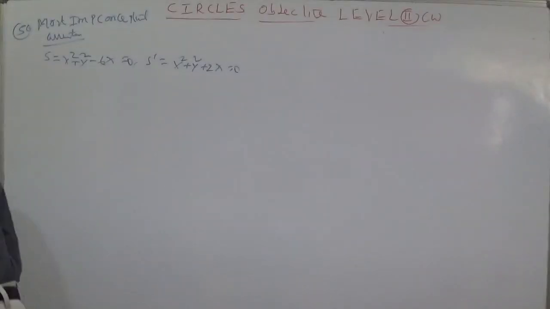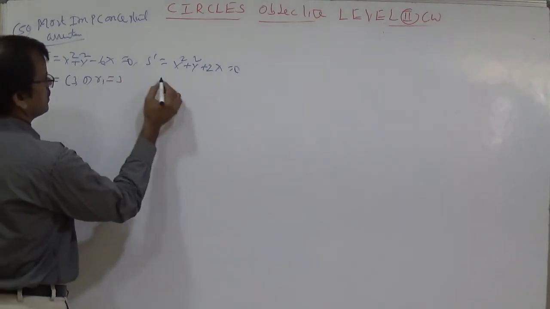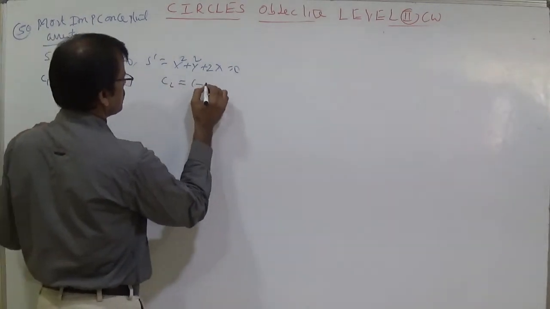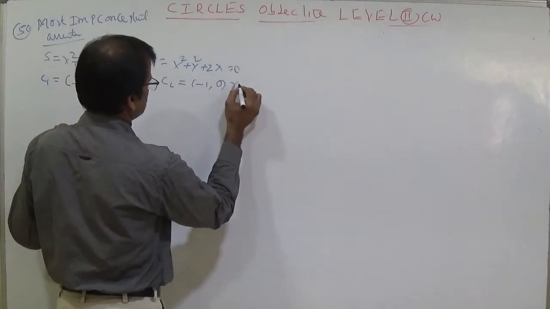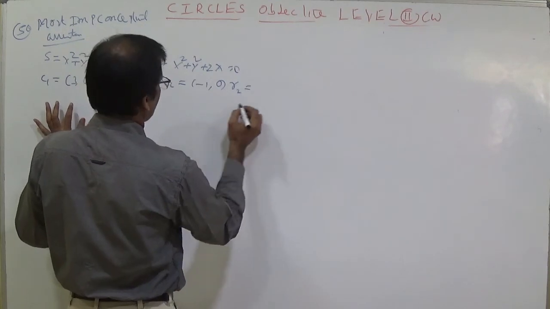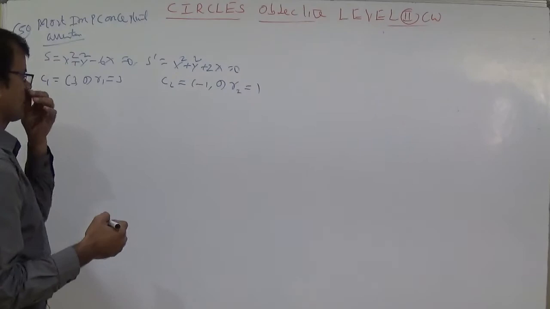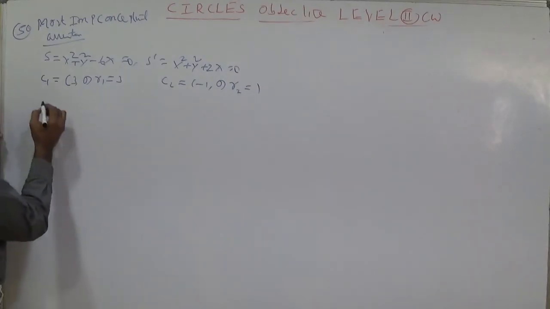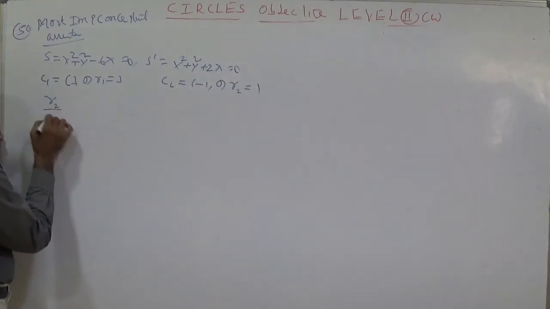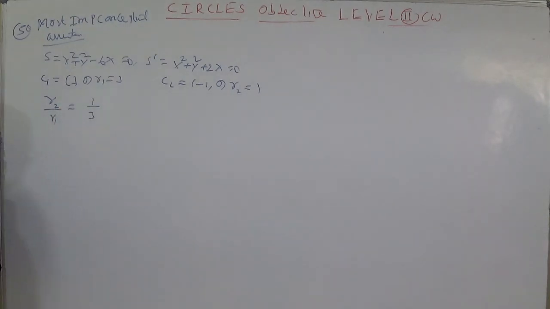The common tangent to the circles. According to the equations we can say C1 equal to (3, 0), R1 equal to 3. C2 equal to (minus 1, 0), R2 is equal to 1. Now R2 by R1 I am writing: R2 by R1 is 1 by 3.